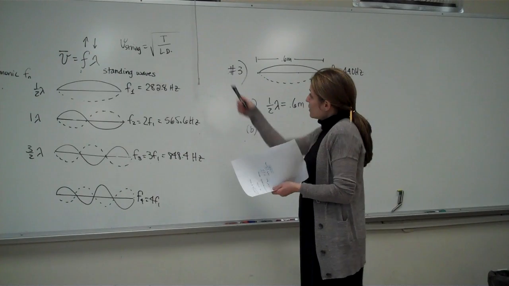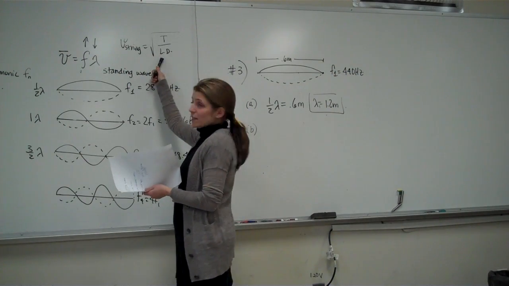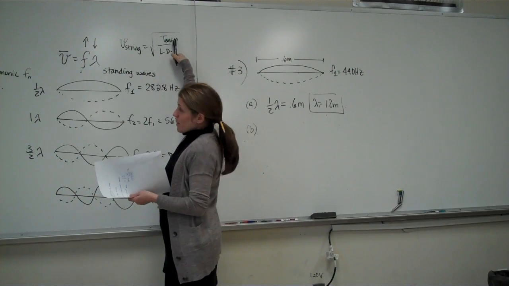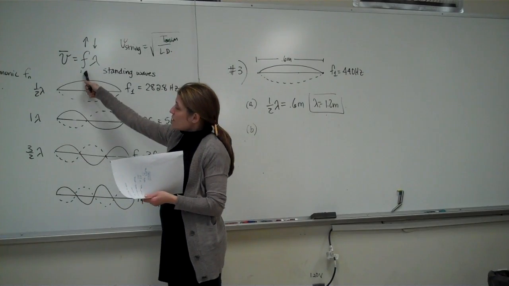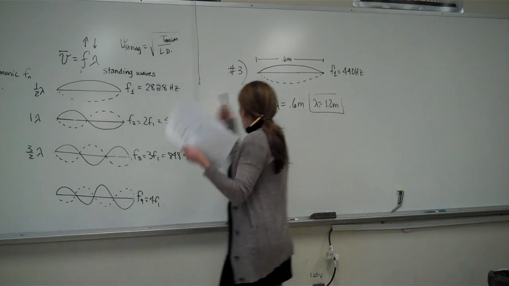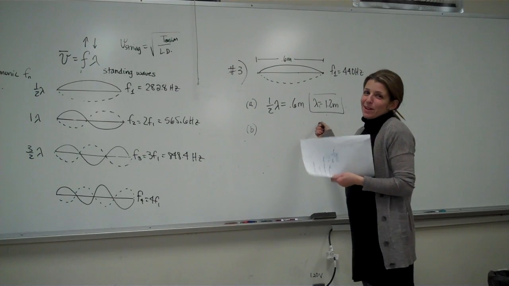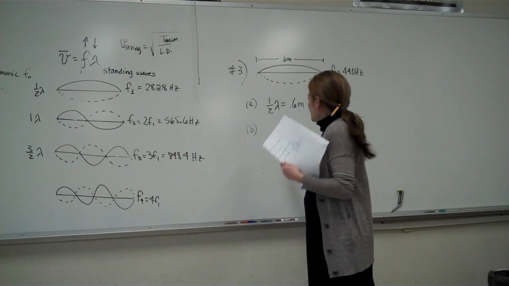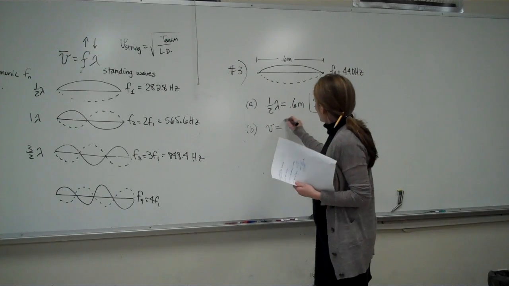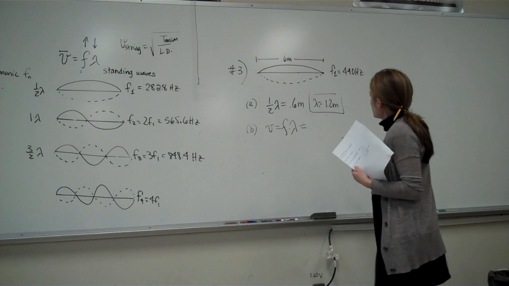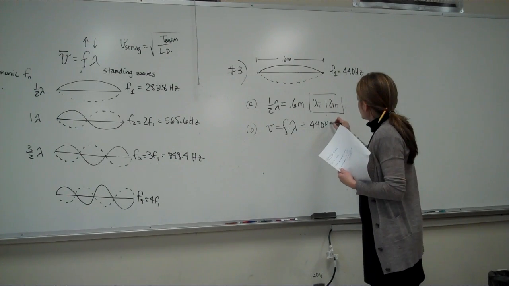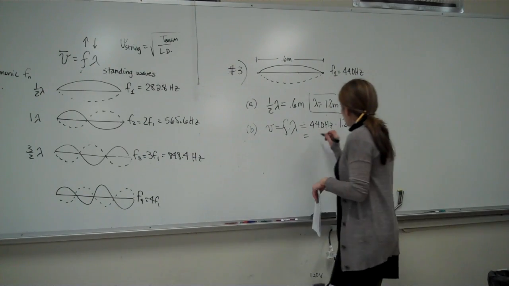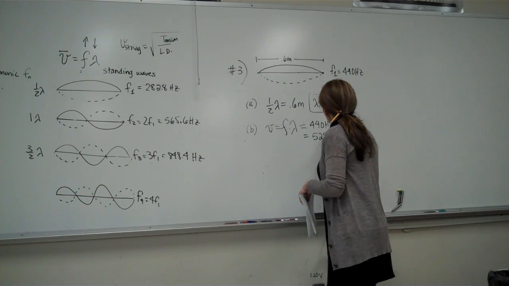Part B. What's the velocity? Well, we could say velocity is the square root of tension over linear density, but we don't know the tension, so we can't use that. But we have another equation that relates frequency and wavelength. And we have frequency and wavelength, so we can get the velocity that way. Frequency is 440 hertz, wavelength is 1.2 meters. 440 times 1.2 is a whopping 528 meters per second.